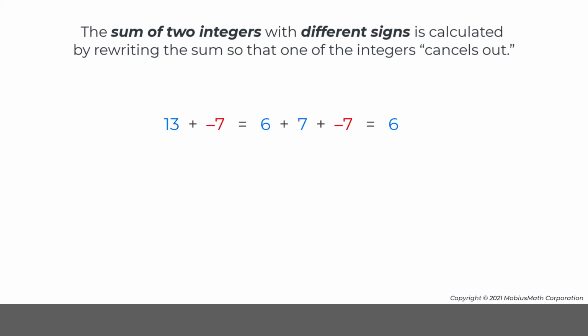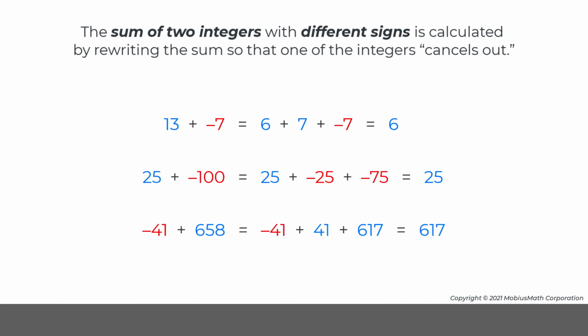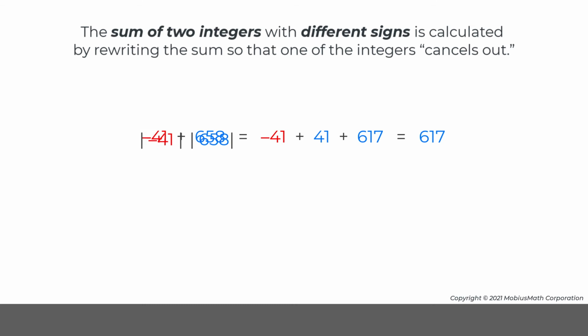This process works for adding any two integers with different signs. Note, when the absolute values of the two integers become greater, it may be helpful to subtract the absolute values to find the correct split for the integer with the greater absolute value.